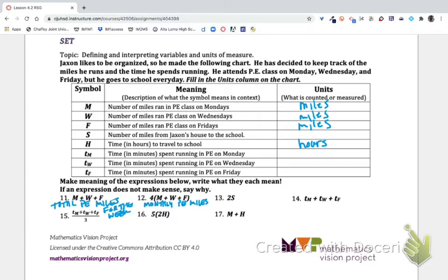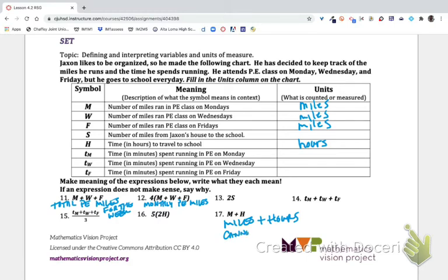Now for number 17, we're taking the M plus the H. So we're taking miles plus hours. Think about that. Let's say I ran 10 miles in the week and it took me 5 hours to run those 10 miles, or 3 hours to run those 10 miles. I didn't go 13 mile hours. It just doesn't make sense.